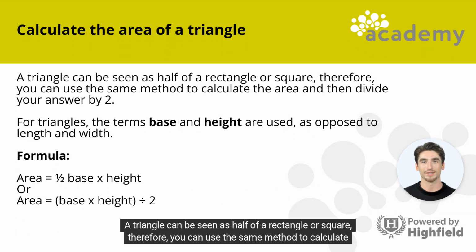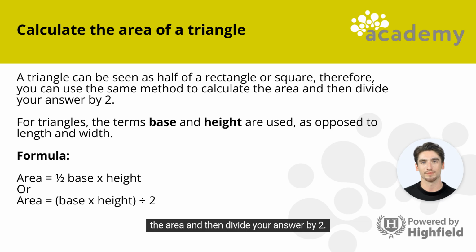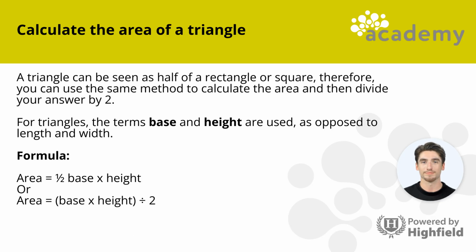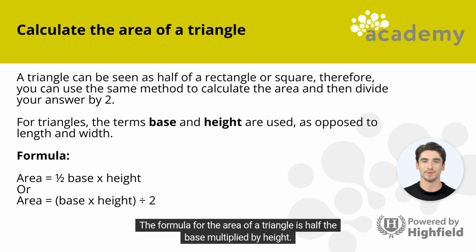A triangle can be seen as half of a rectangle or square. Therefore, you can use the same method to calculate the area and then divide your answer by 2. For triangles, the terms base and height are used as opposed to length and width. The formula for the area of a triangle is half the base multiplied by height.